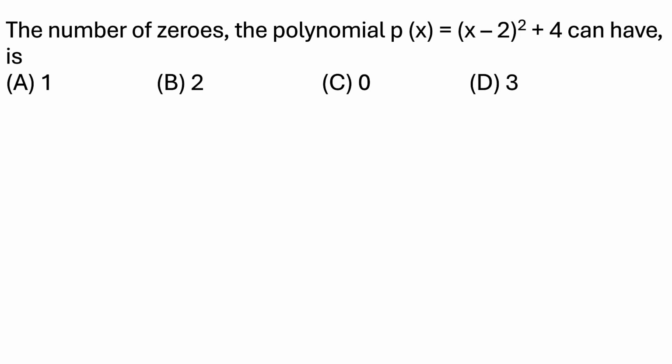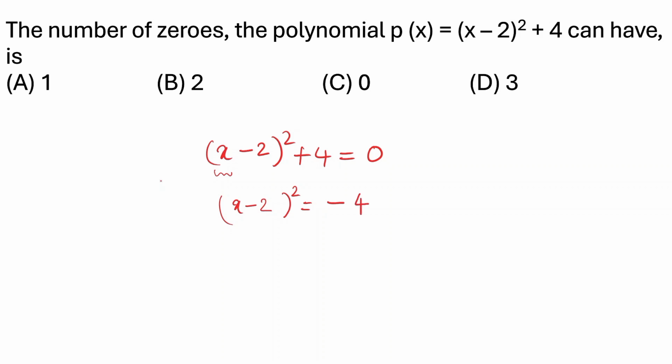The number of zeros the polynomial p of x equals (x minus 2) the whole square plus 4 can have. Yes, we have to find the number of zeros. So we can write this equation (x minus 2) the whole square plus 4, and we will equate it to 0, right? Then only we can find the x value, and for that value the function should be 0. Okay, so from here you can write (x minus 2) the whole square equals minus 4.